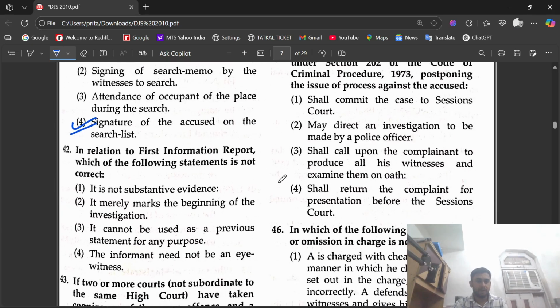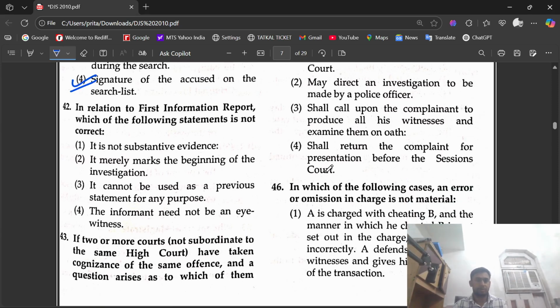Question number 42. In relation to the first information report, which of the following statements is not correct? The right option is: it cannot be used as a previous statement for any purpose. Right option is third. It is not substantive evidence. It merely marks the beginning of the investigation. The informant need not be an eyewitness. It cannot be used as a previous statement for any purpose. Right option is third only.